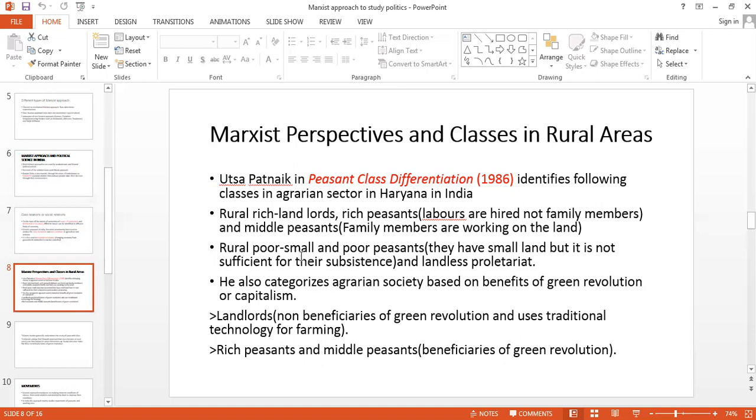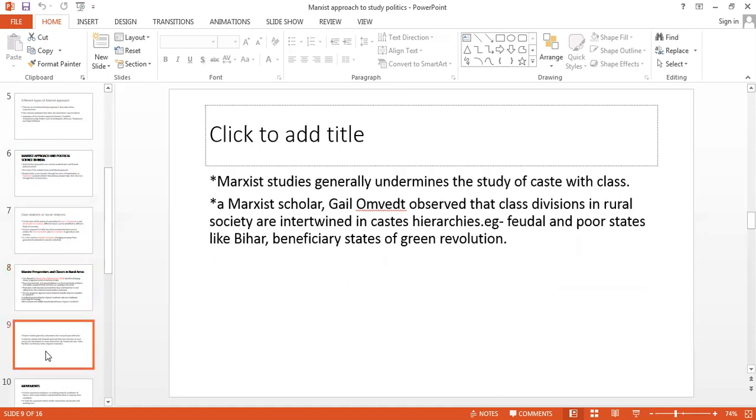Then the rural poor: we have small and poor peasants, who have small land which is not sufficient for their subsistence, and the landless proletariat. That is also asked in exams, and this landless proletariat will work for the rich peasants. Now, one thing to note is that Marxist studies generally underestimate the study of caste along with class. That is also a fallacy of it. But a Marxist scholar named Gail Omvedt observed that class divisions in rural societies are intertwined with caste hierarchies.